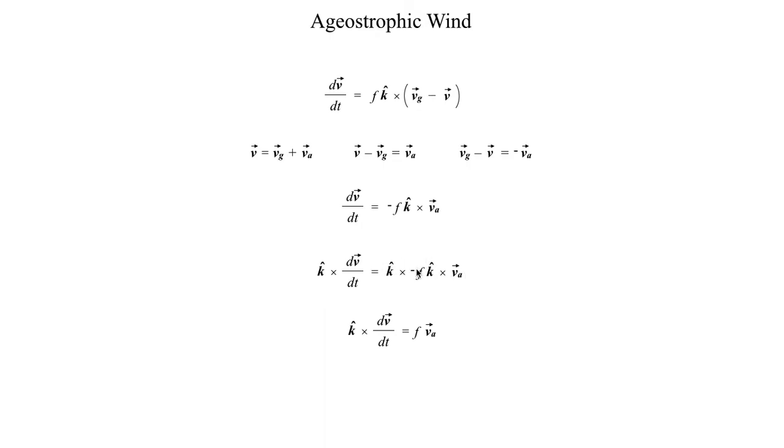Negative of that vector times negative f results in a negative sign that cancels out. And then here we just simply divide f over to the other side of the equation, and we get that the ageostrophic wind is equal to 1 over f k hat cross dV/dt.